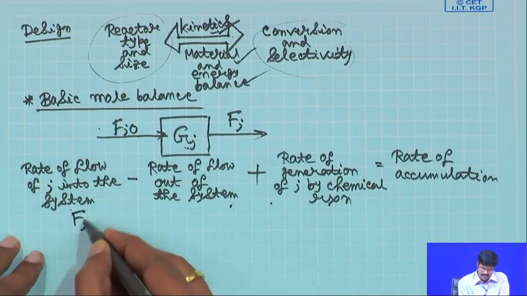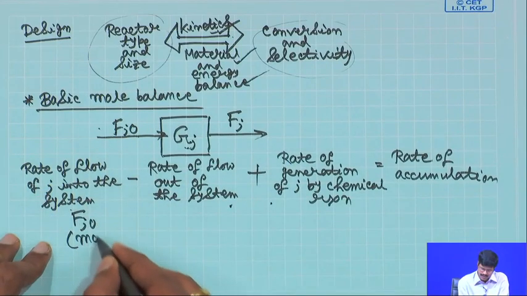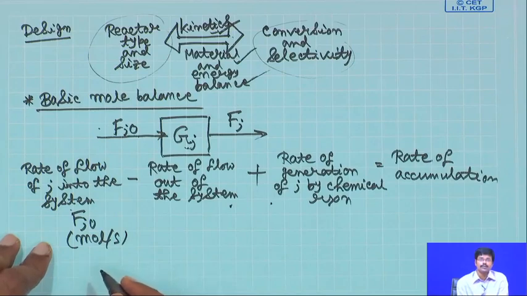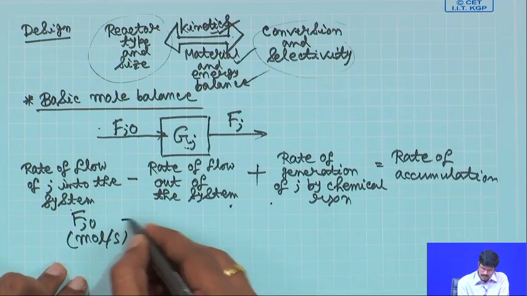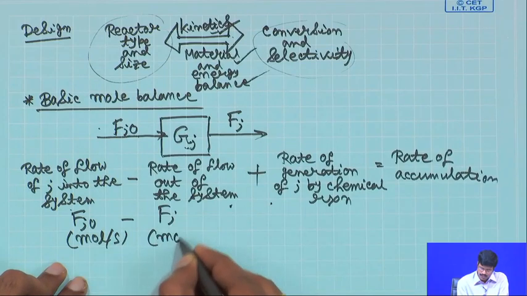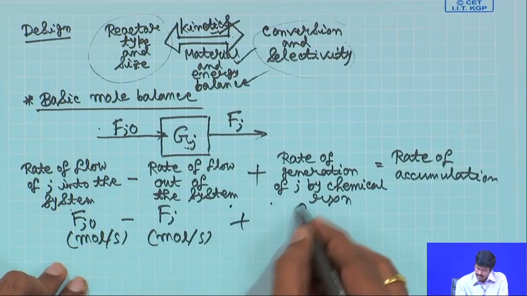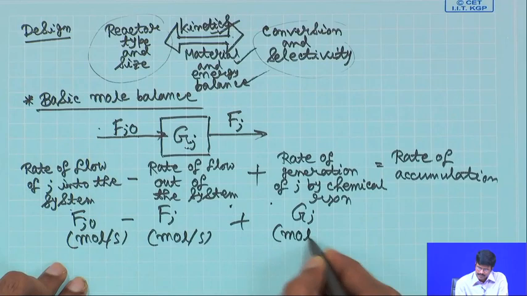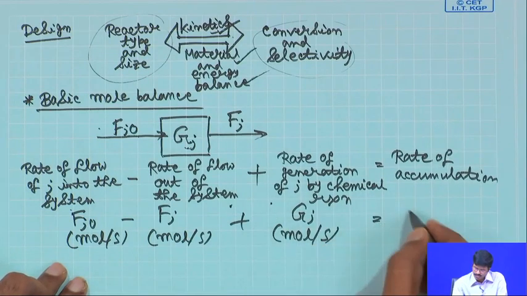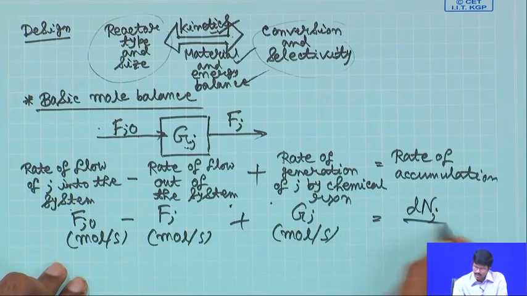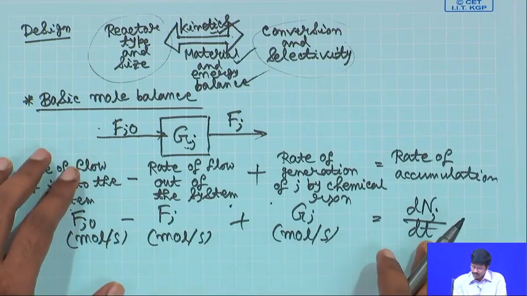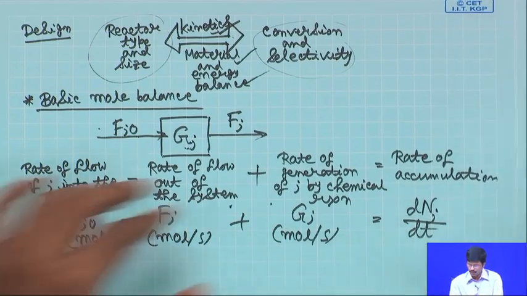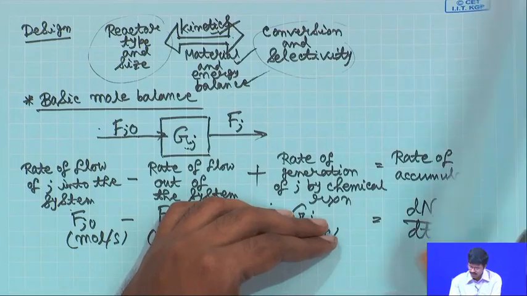So, this part is F_j0, in moles per second, minus F_j, again in moles per second, plus G_j, rate of generation of j, in moles per second, equal to the rate of accumulation as a function of time. It will accumulate.